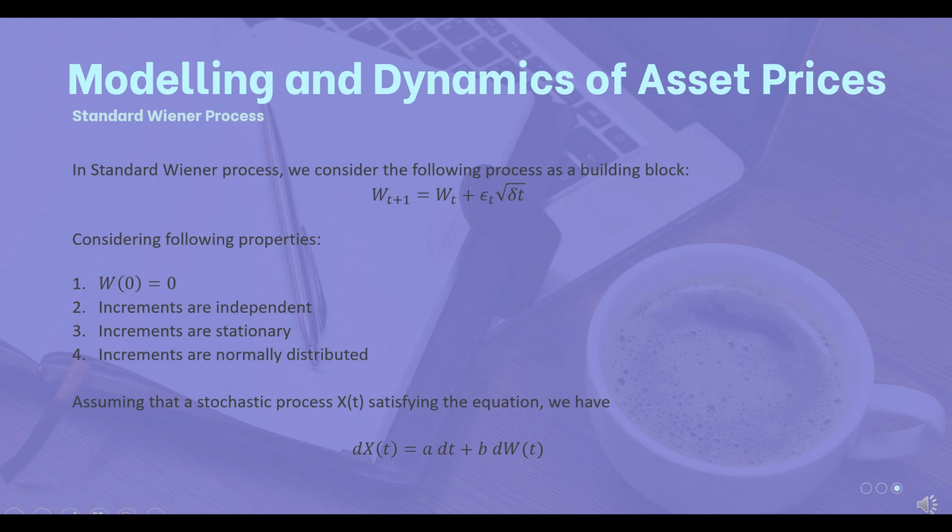Next, I will proceed with the standard Wiener process. In the standard Wiener process, we consider the following process as a building block. There are four properties of the standard Wiener process: first, W0 is equal to 0; second, the increments are independent; third, stationary; and also the increments are normally distributed. By assuming that the stochastic process St satisfies the equation, we will have the equation shown, where A represents the drift rate and B represents the variance rate.